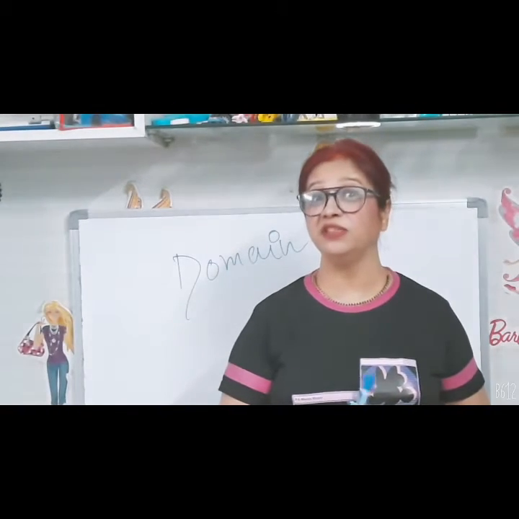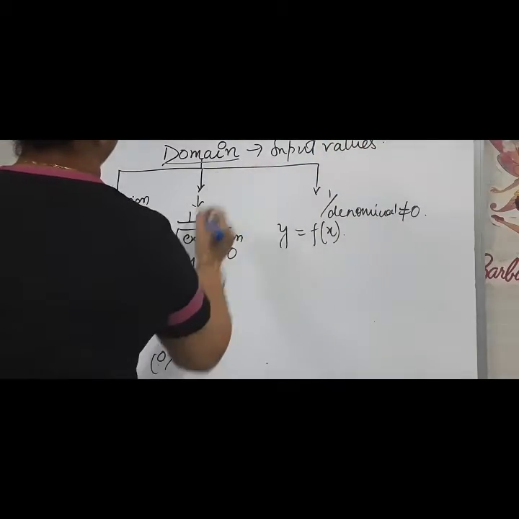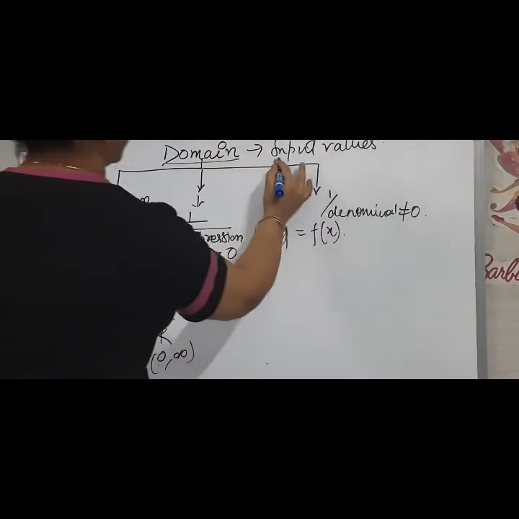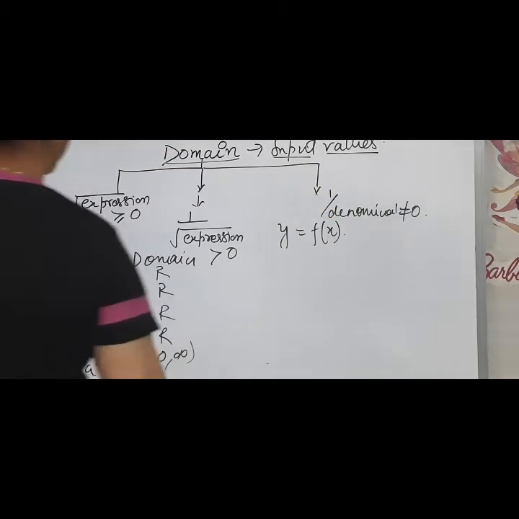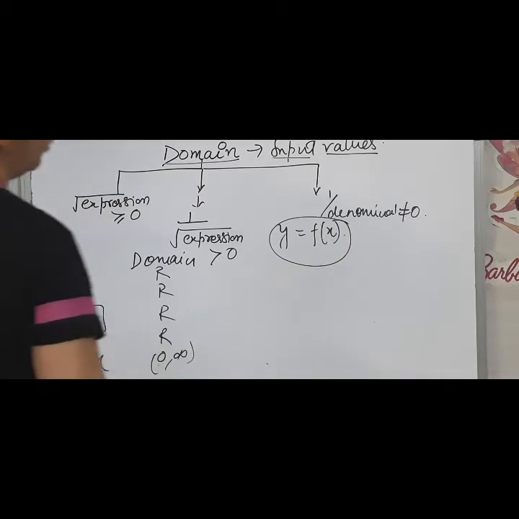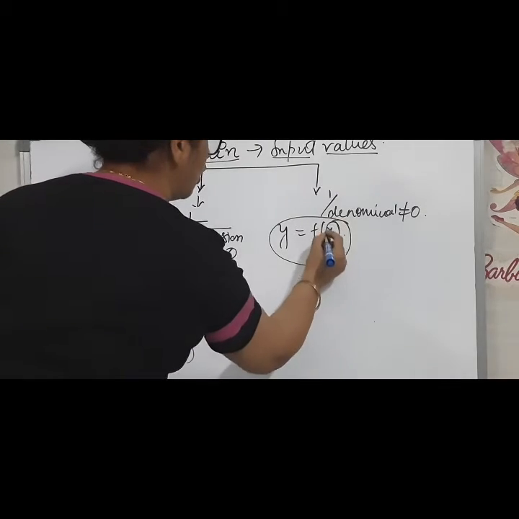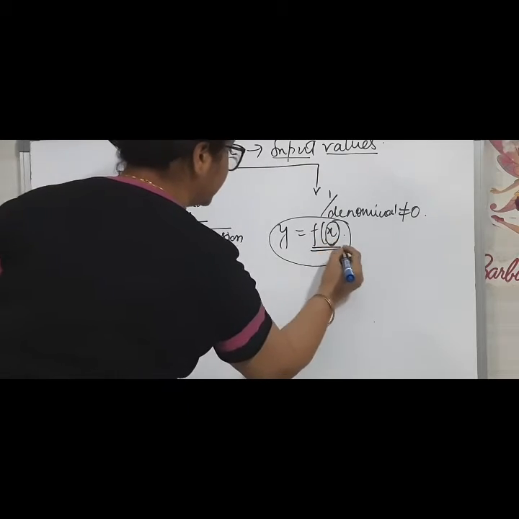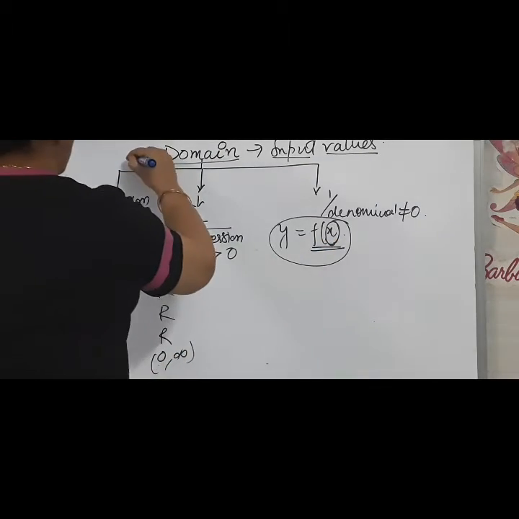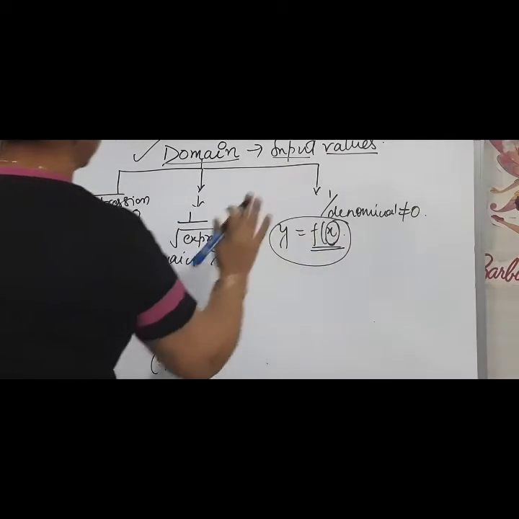But you need to stick with the video till last. Let's start. Domain. Domain means input values. Now, what is the meaning of input values? If I am saying y is equal to f of x, the value of x which satisfies the equation is called the domain.